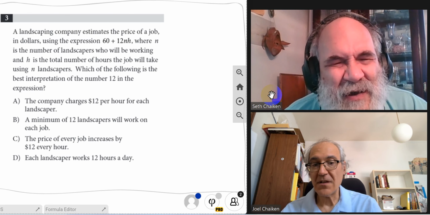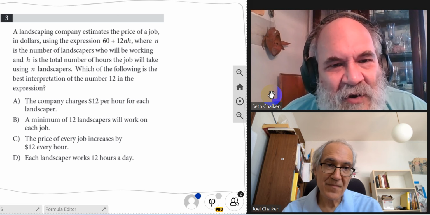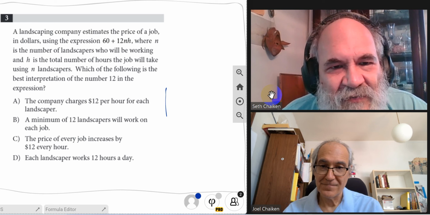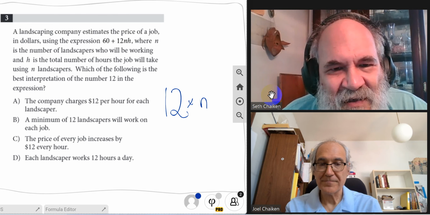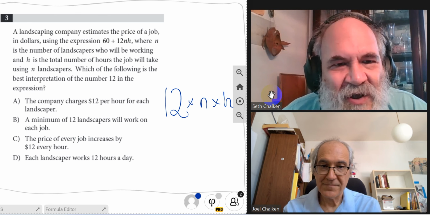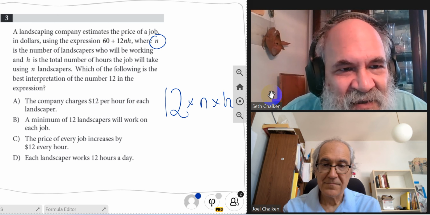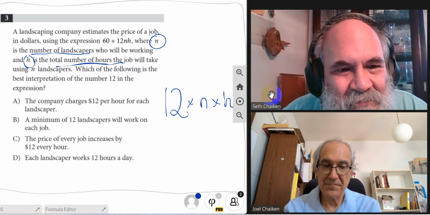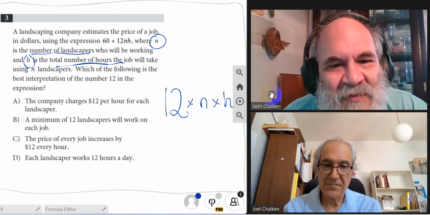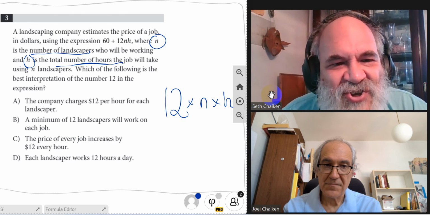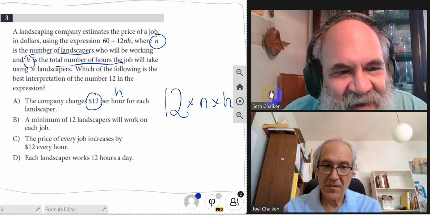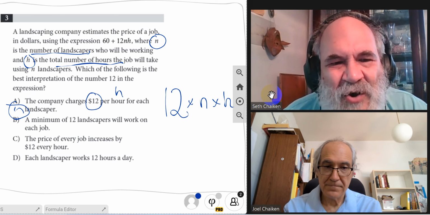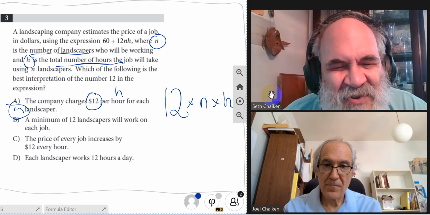I don't want to read too much into it. Okay, so I think I'll make it clear by writing it. Go ahead. 12 times n times h. The problem says n is the number of landscapers. h is the number of hours. So 12 times n times h is what a charge of $12 per hour for each of the n landscapers means.